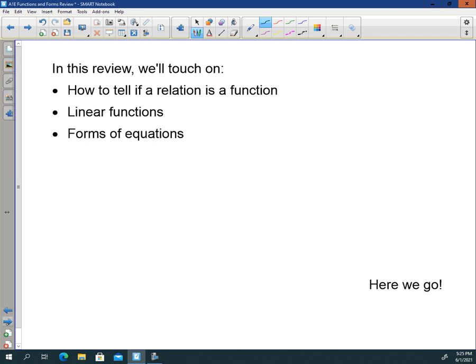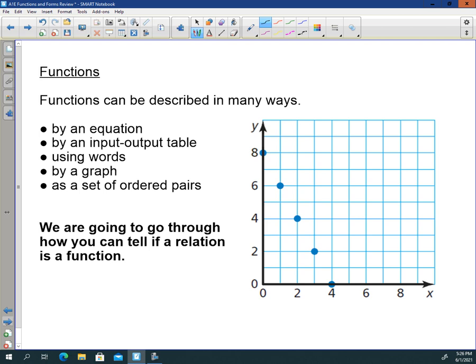So here we go. Functions can be described in many ways. You can have an equation that describes a function. You could have a table. You could have words, a graph, a set of ordered pairs. What we're going to talk about is how you can tell if a relation is a function. Now, relation and function mean a couple of different things. Relation means a set of pairs, like the dots you see on this graph. That's a set of pairs.